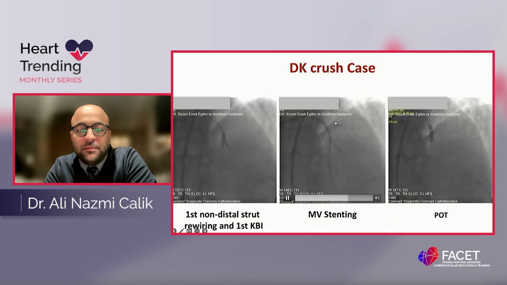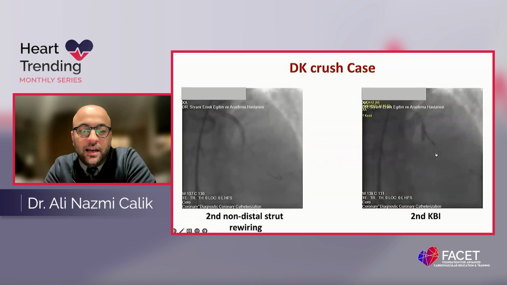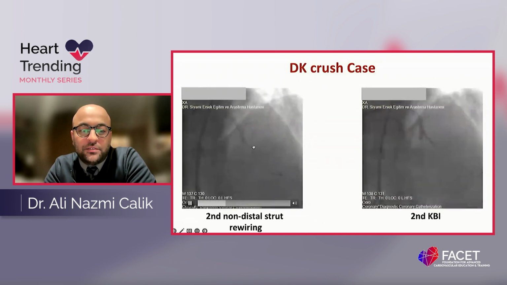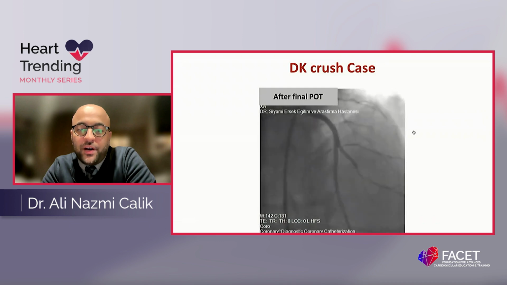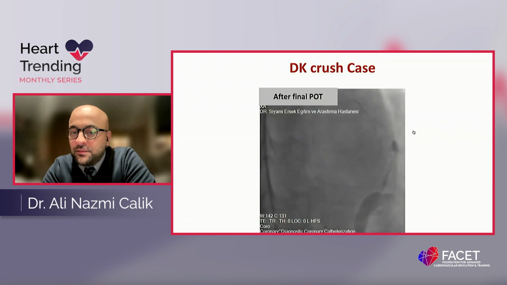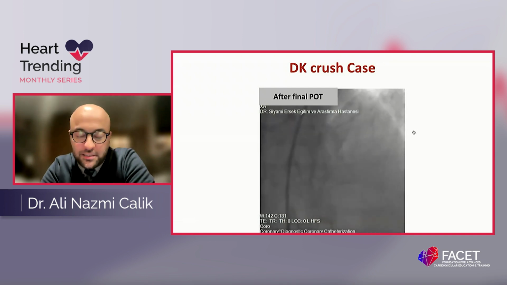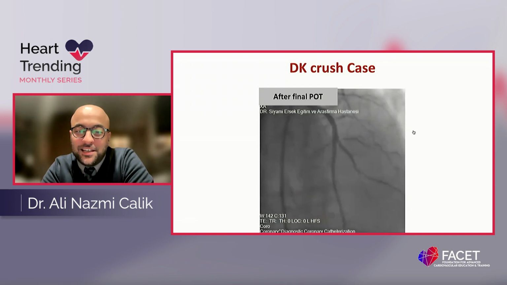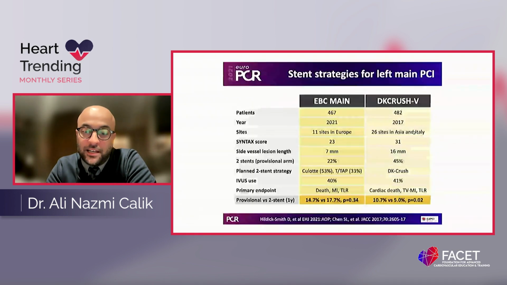Then it is time for the main vessel stent, which is followed by POT. And again, we rewired from the non-distal strut, and the second kissing balloon inflation, as you can see. And after final POT, this is the result. And again, I did this case 3 years ago, and the patient is still doing fine. We still see each other in 6 months, or let's say 8 months. And this was my last case.